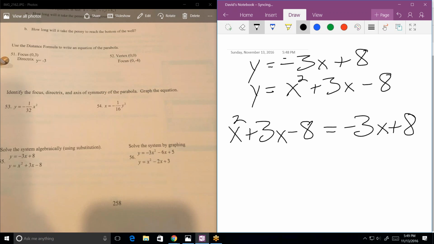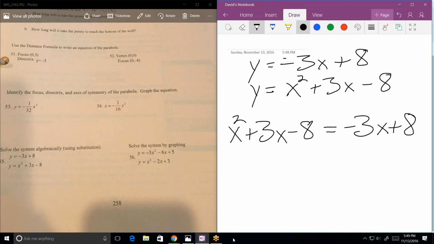Now what? X squared minus 8 is equal to minus 3x plus 8. Oh yeah, we already got that, my bad. Now simplify. We have to solve for x. In other words, this says solve the system, which means we have to solve for x. So we want to set it equal to 0. Put everything onto one side.